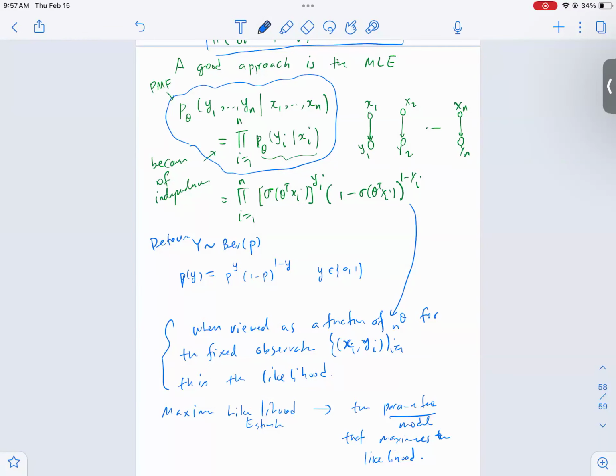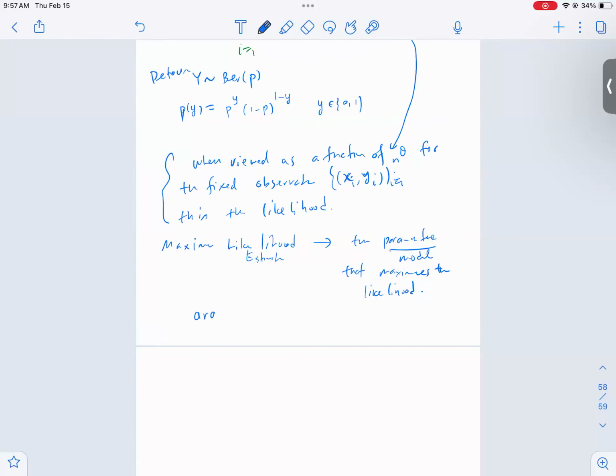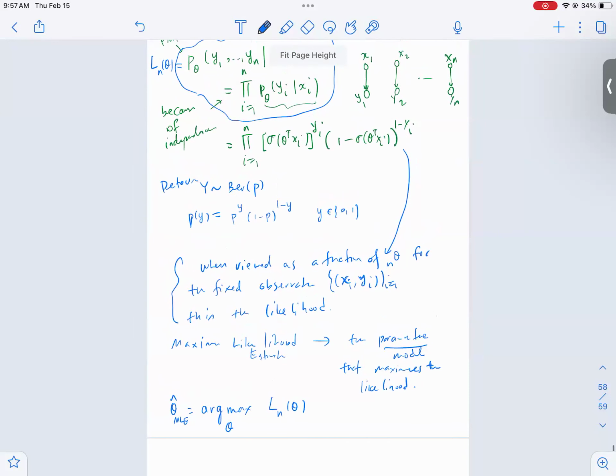Let's see what I called this here. I'm going to call this Ln of theta. When you view this as a function of theta, it's the likelihood. And the maximum likelihood says maximize Ln of theta over your parameter, and that would be the MLE. So view it as a function of theta, maximize it, and that is the MLE, the estimate.